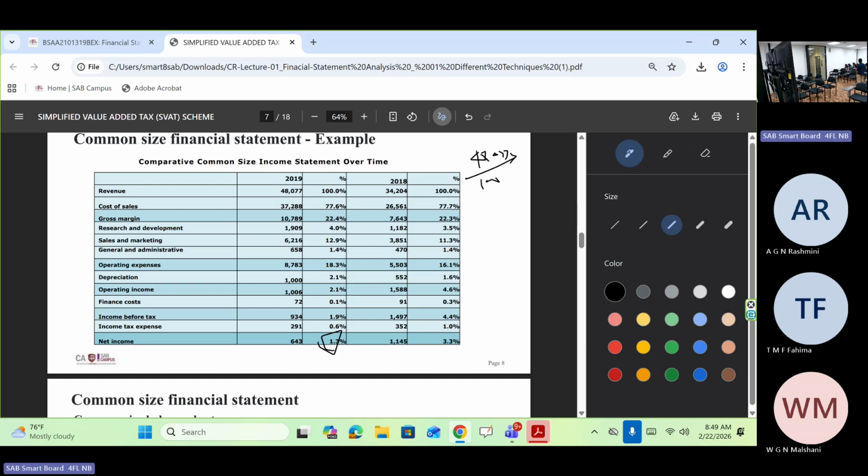The financial statement analysis, correct. Common size financial statements.